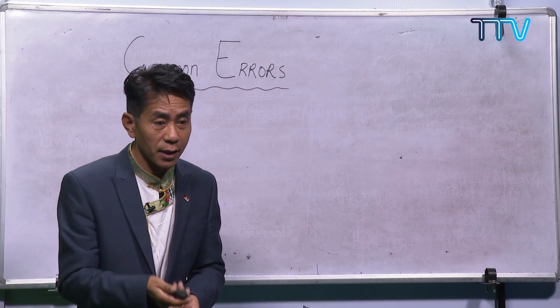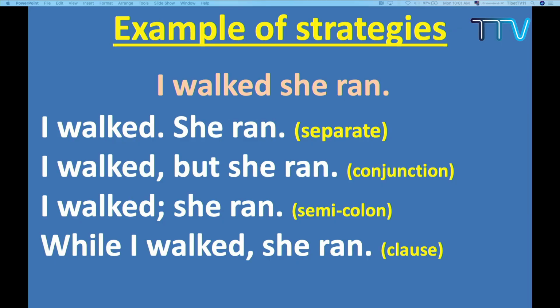You have already seen this. For example, I walk; she ran. If you look at the two sentences, you will see each is a complete sentence. I walk is a complete sentence. She ran is a complete sentence. So for that you have to use a semicolon.